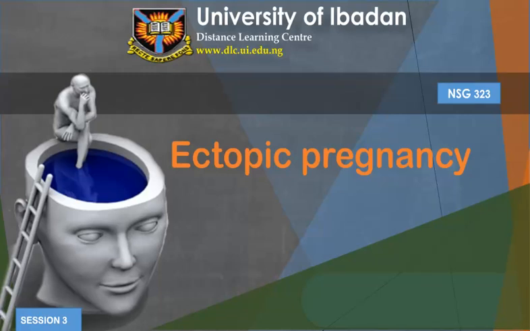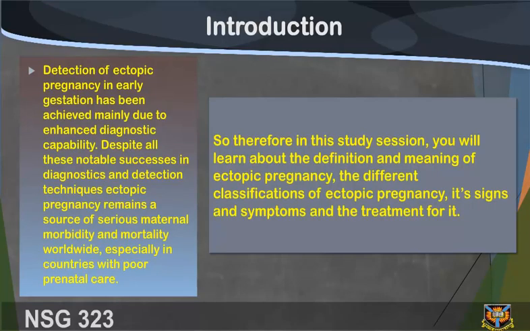Welcome to NSG 323 Study Session 3: Ectopic Pregnancy. Introduction. Detection of ectopic pregnancy in early gestation has been achieved mainly due to enhanced diagnostic capability. Despite all these notable successes in diagnostics and detection techniques, ectopic pregnancy remains a source of serious maternal morbidity and mortality worldwide, especially in countries with poor prenatal care.